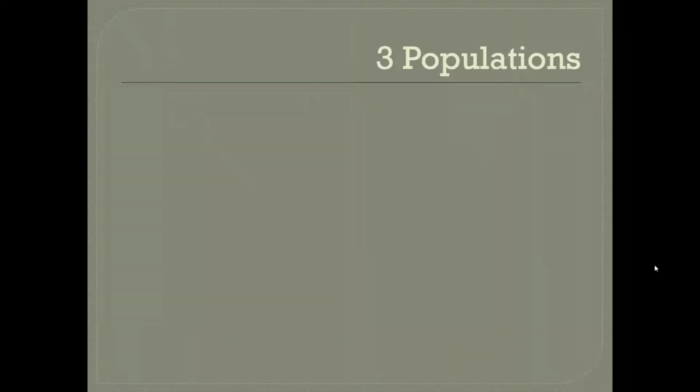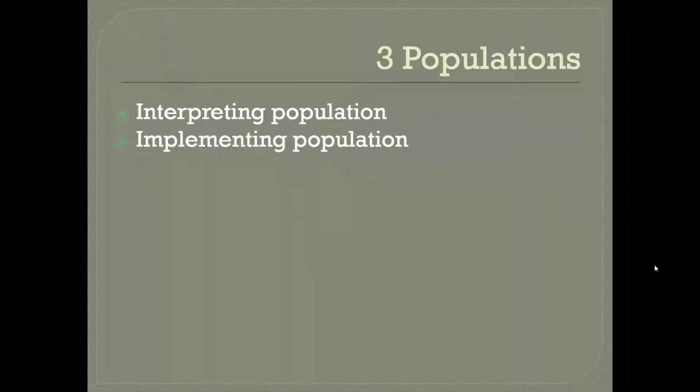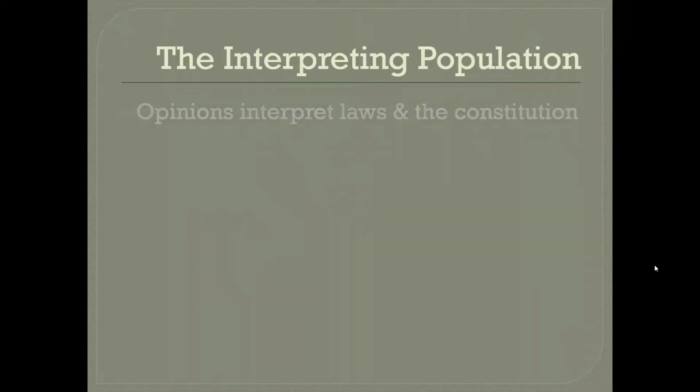So when political scientists examine the implementation of Supreme Court decisions, they tend to categorize the society into three different populations. And so we're going to talk about these three different populations in this lecture. One is the interpreting population, the second is the implementing population, and the third is the consumer population. So every Supreme Court decision has all three of these populations that are affected. So let's explore the difference. First, the interpreting population.